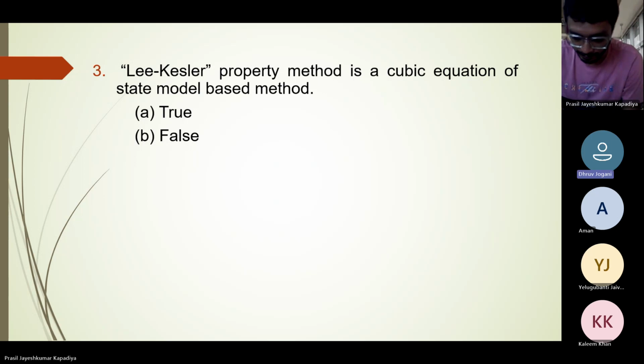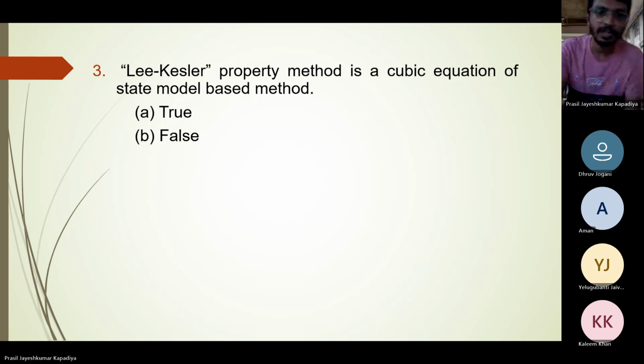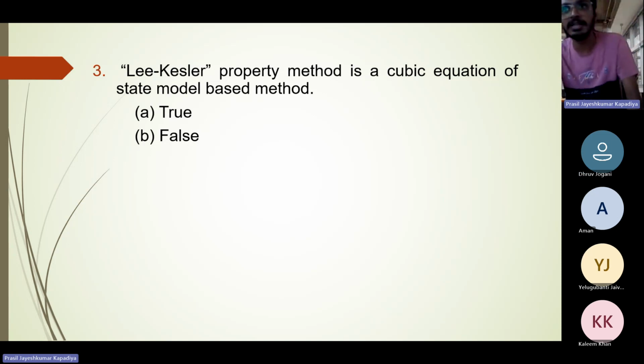Sir, is it false then? How is it false? See, I am saying that in the Lee Kessler property method, Z is calculated as Z is equal to Z naught plus omega into Z prime. This Z value we give as input in a PV is equal to ZRT kind of equation. So this is an equation of state based model, then it is correct? Yes, sir, it is true. So please remember Lee Kessler: Z is equal to Z naught plus omega Z prime.